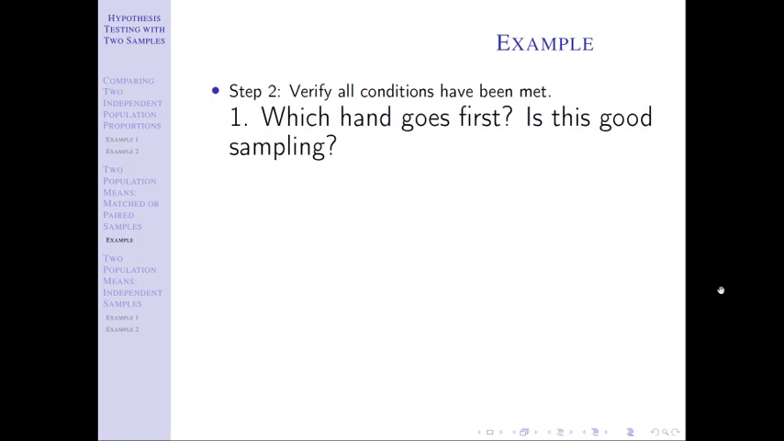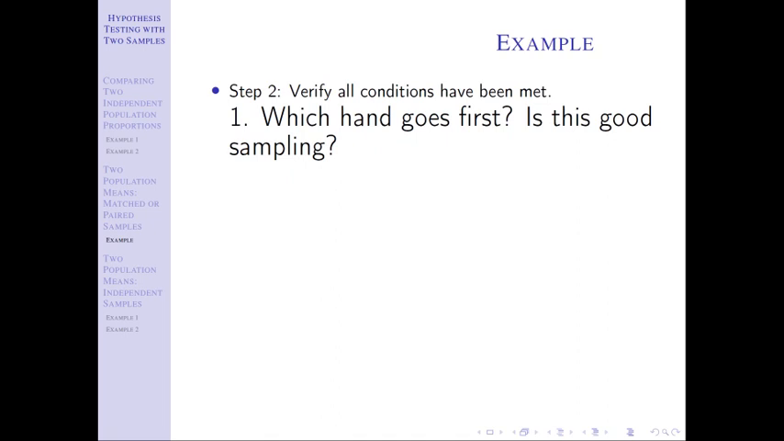Check our sampling methodology. Which hand goes first? Is this good sampling? This is just something to think about. There's no right or wrong answer, I think. But if we have the same experiment happening twice, you might do better the second time because you kind of know what to expect. So if you're always having one hand go first, that might skew your results a little bit. In a perfect world, you'd randomize that, and so half the people would use their dominant hand first, half of them would use it second. So these are just things to think about, right?